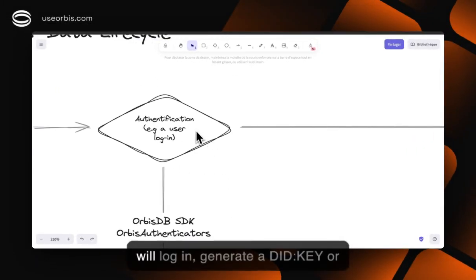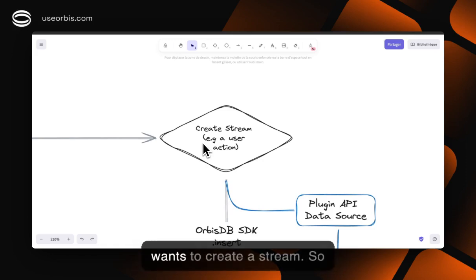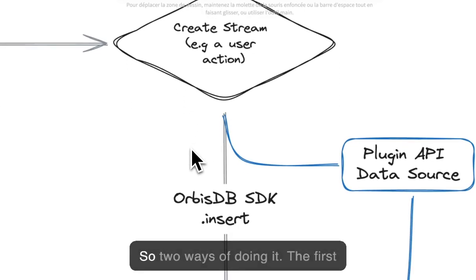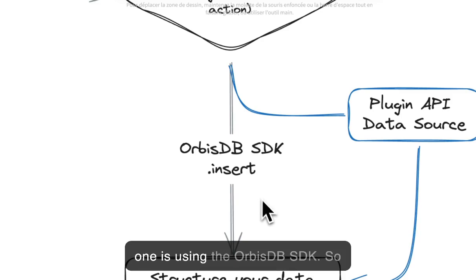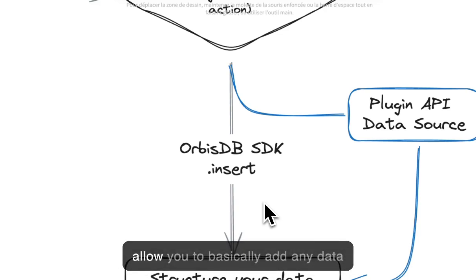So this user will log in, generate a did:key or the did:pkh, and now you basically want to create a stream, so generate an action from a user. You want to take this action and create a JSON document, basically. So two ways of doing it. The first one is using the OrbisDB SDK. There is a function in the SDK that is very straightforward, .insert, which allows you to basically add any data into Ceramic and to store it there, as well as being able to visualize it on your OrbisDB instance.